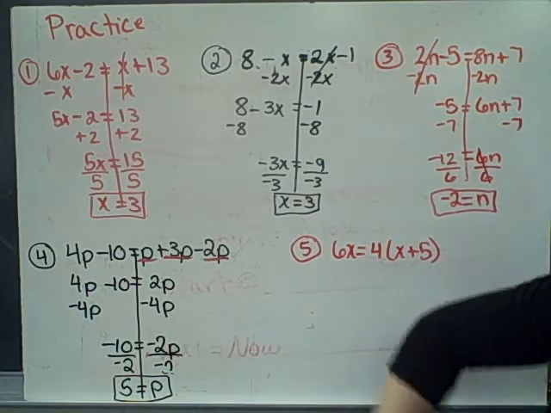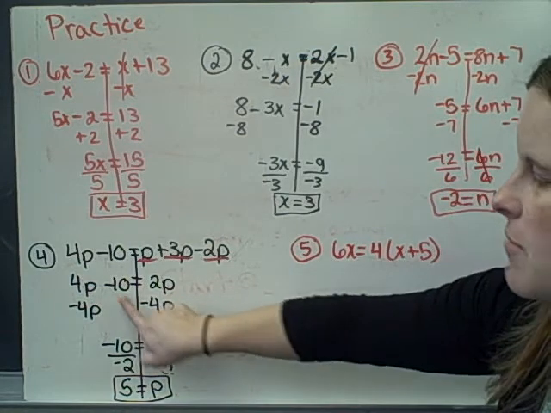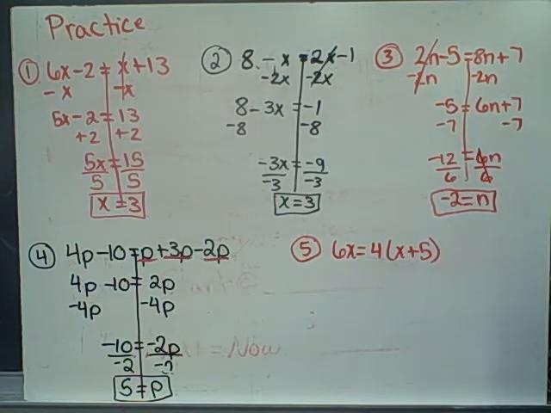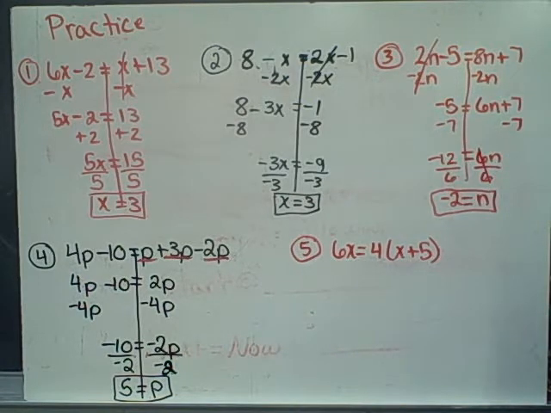From there, I have to get my variables on one side. So again, I chose to put them over here. I subtracted 4p from both sides. If I do that, I have a minus 10 equaling a negative 2p, because 2 minus 4 is a negative 2. And then I just divide by negative 2 and end up with p equaling 5.